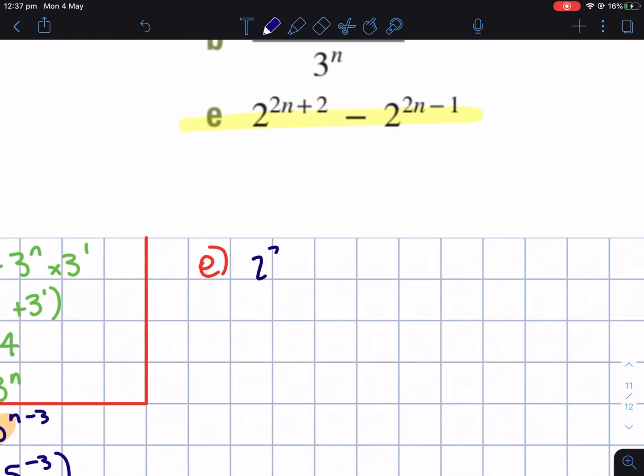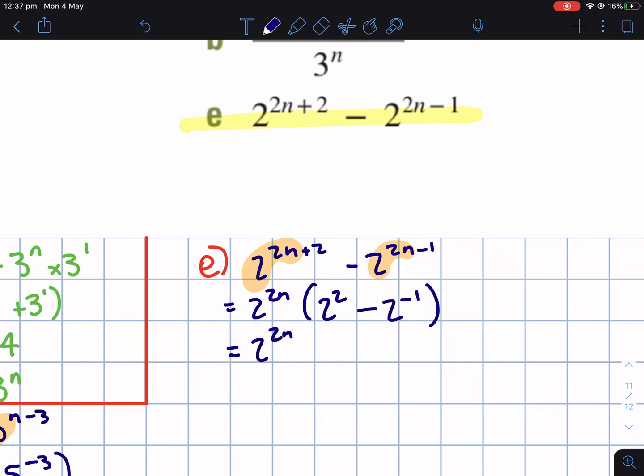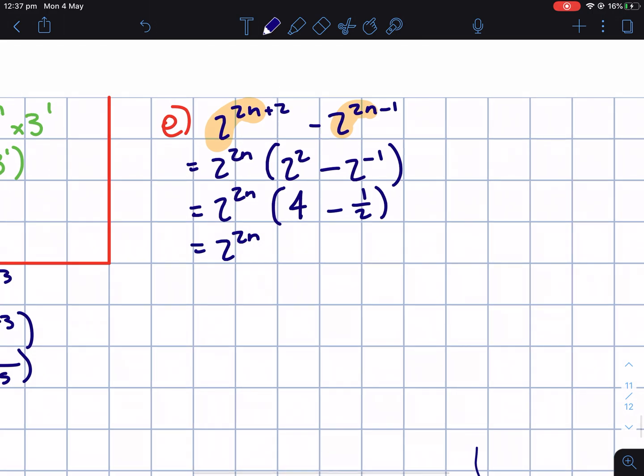I've got 2 to the 2n plus 2 minus 2 to the 2n, take 1. I'm going to take 2 to the 2n out of each of these. And I'm left with 2 to the 2n times (2 to the 2 minus 2 to the negative 1). 2 to the 2n, 4 minus 1 on 2. So that's 2 to the 2n times (4 minus a half, which is 3.5, which is 7 on 2). So that's 7 on 2 times 2 to the 2n.